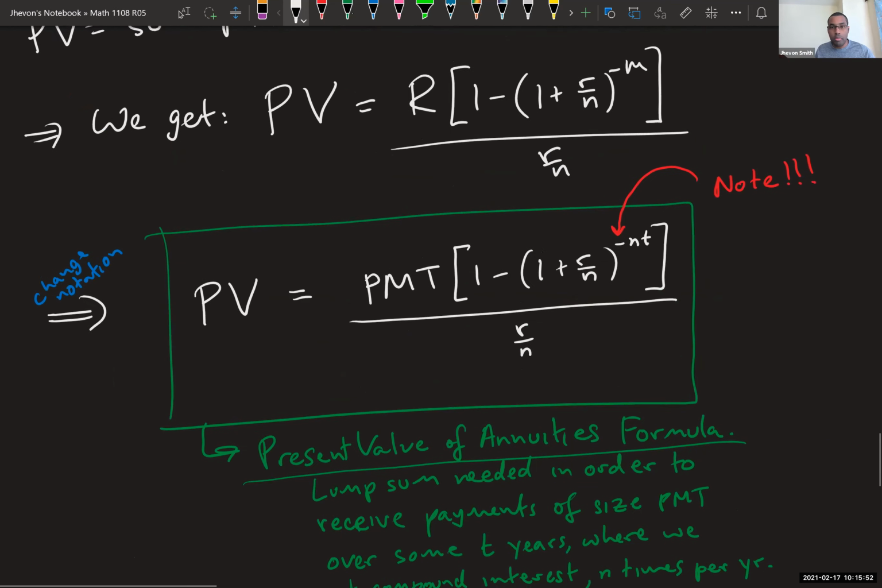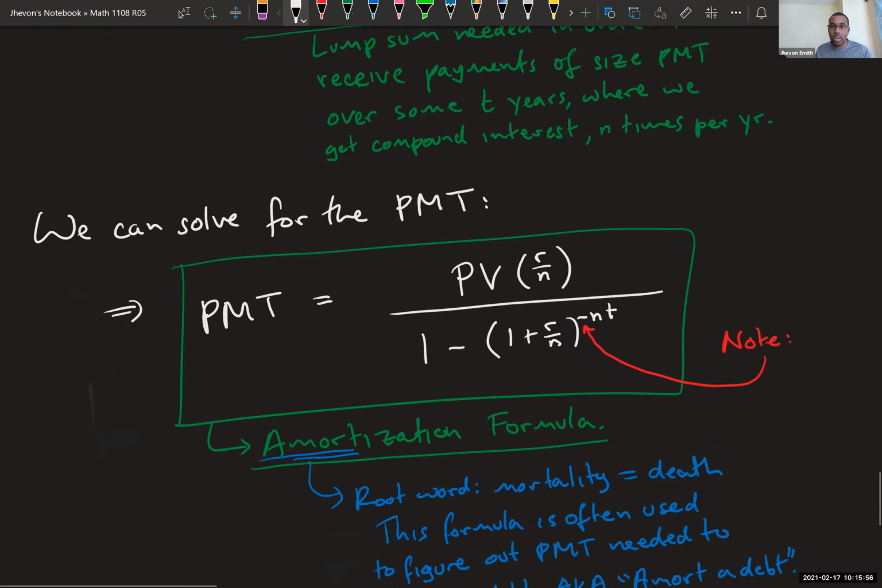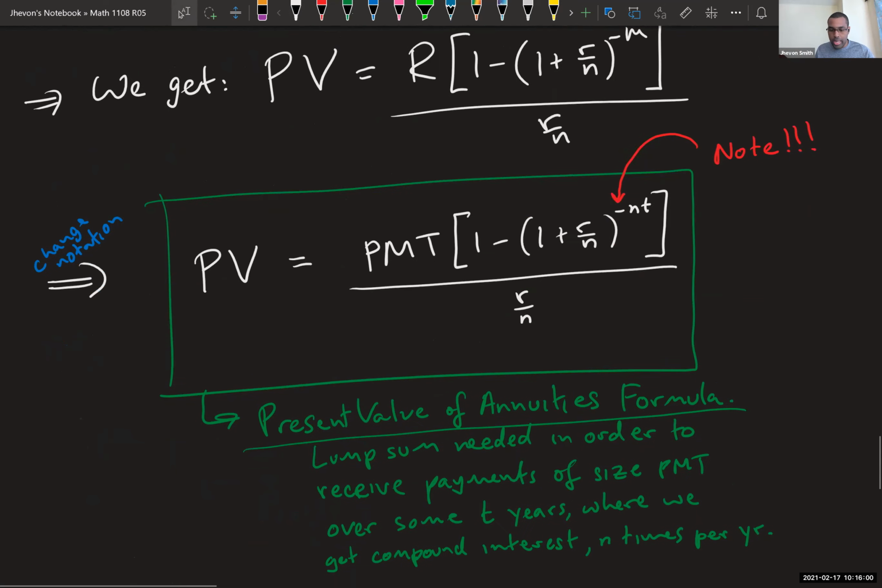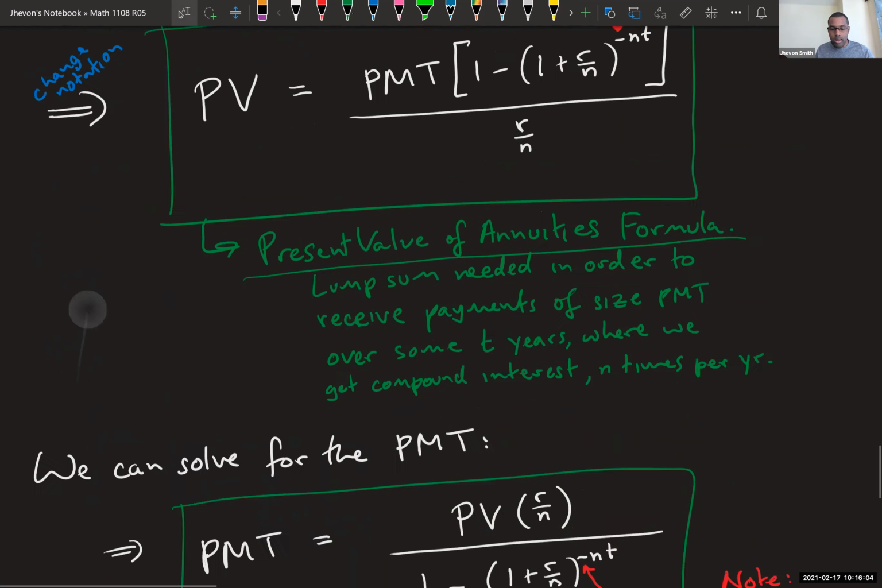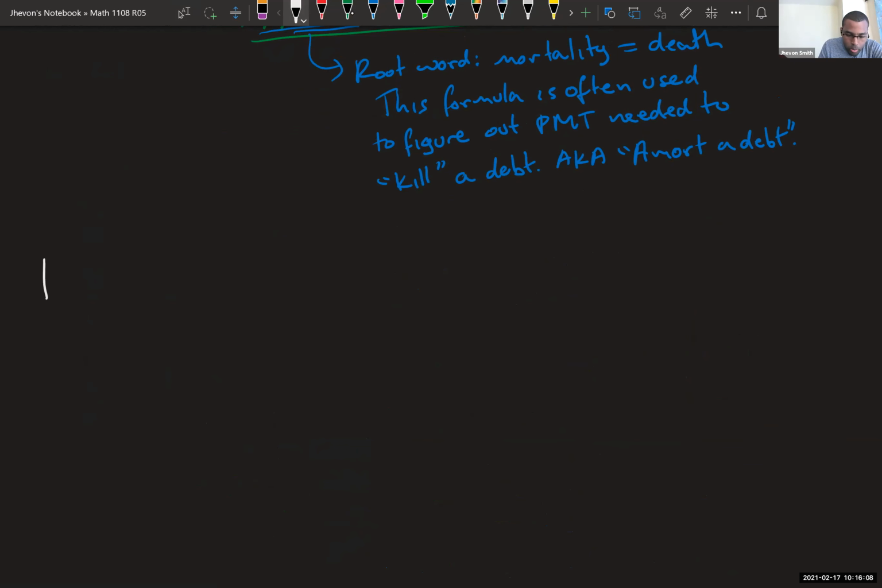So yeah, this is the main formula. If you solve for the PMT, you get what's called the amortization formula. And I want to use this formula right away. So let's actually do that. So let's go back to the last question.